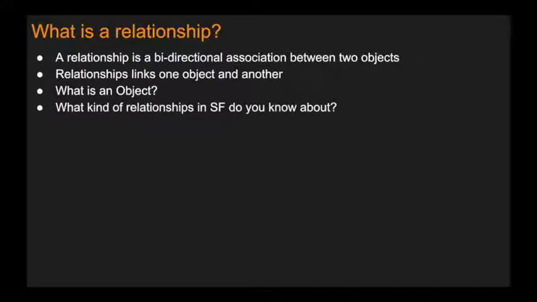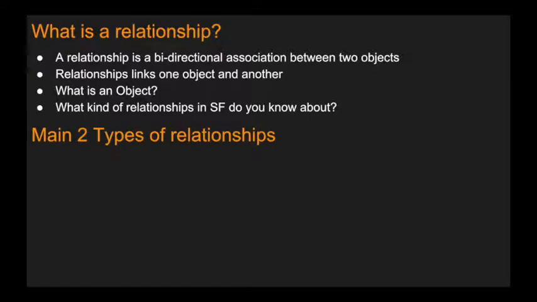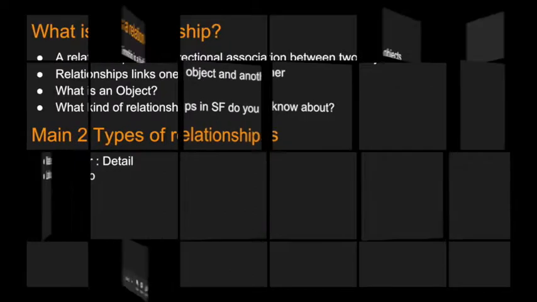And in Salesforce, what kinds of relationships do you know about? Think about it. Write down the types of relationships you know on a piece of paper. If you need time to think about it, you can pause the video and hit play again once you're ready. In Salesforce, the two main types of relationships are master-detail and lookup.